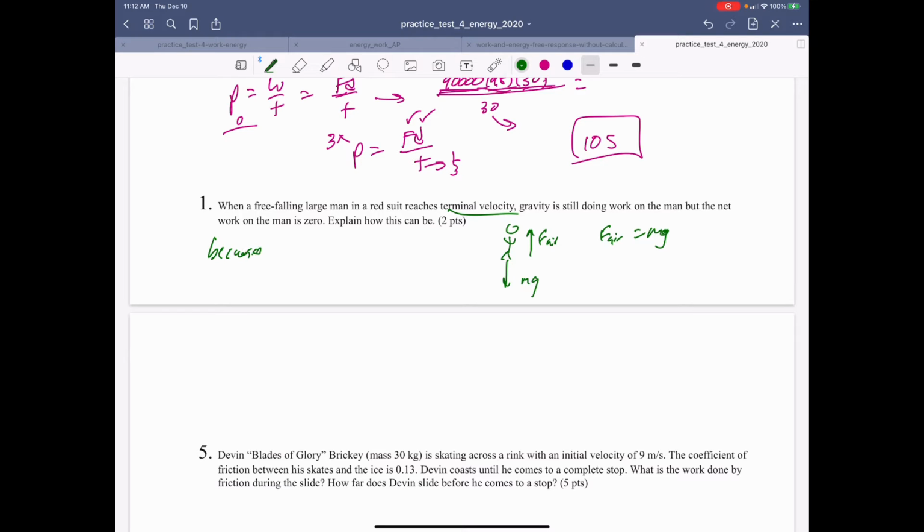Because the work done by air resistance cancels the work done by gravity. So yeah, gravity's still doing work, air resistance is still doing work, but it's doing negative work, and they just cancel each other out. Okay.